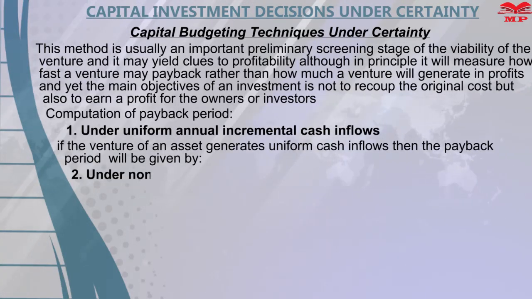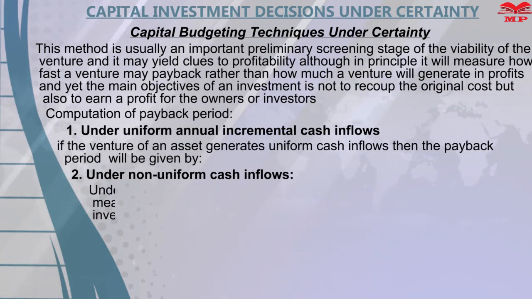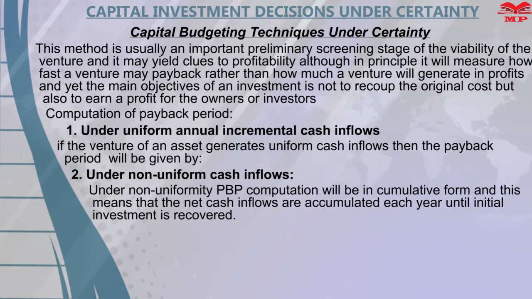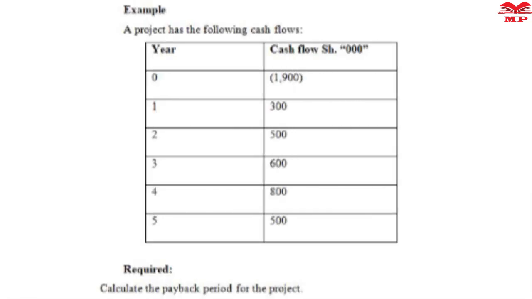So under non-uniformity, the payback period computation will be in cumulative form, and this means that the net cash inflows are accumulated each year until the initial investment is recovered. Example: a project has the following cash flows. We have the table, one column for the year, another column for cash flows, and the cash flows are in thousands. At 0, and that is the initial capital, we can see it is 1.9 million.